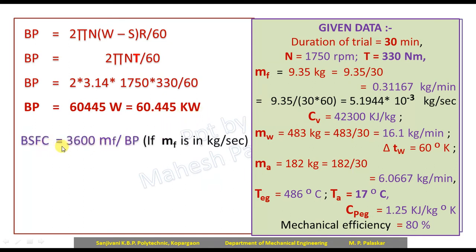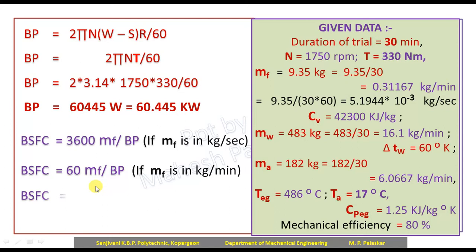The brake specific fuel consumption BSFC can be found out by using this equation 3600 mf, mf is the mass of fuel consumed divided by the brake power in kilowatt. But if you want to use this equation, the mass of fuel consumed should be in kg per second, right? Now if the mass of fuel consumed is in kg per minute, then this equation can be written. Instead of 3600 you can take 60. So this 60 into mf upon brake power. So this equation can be used.